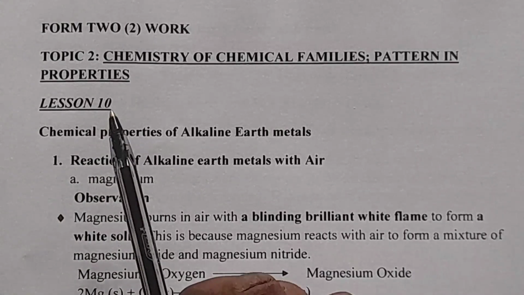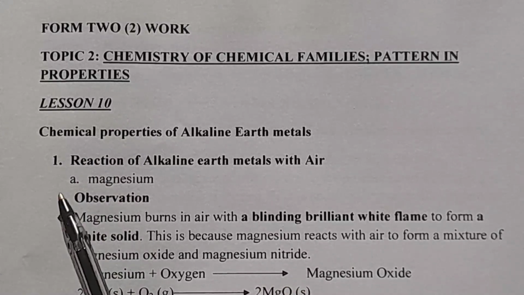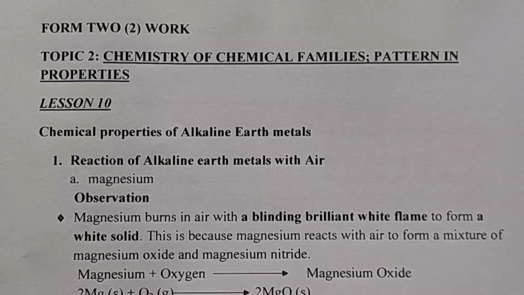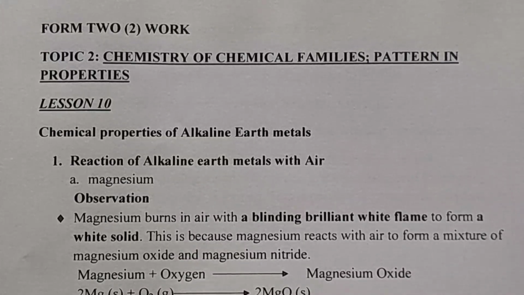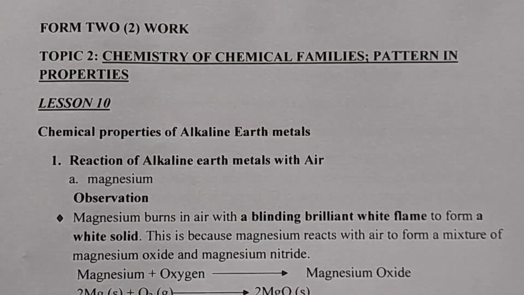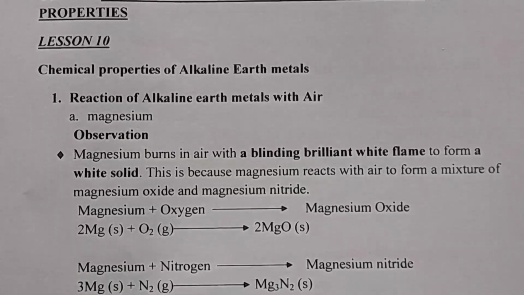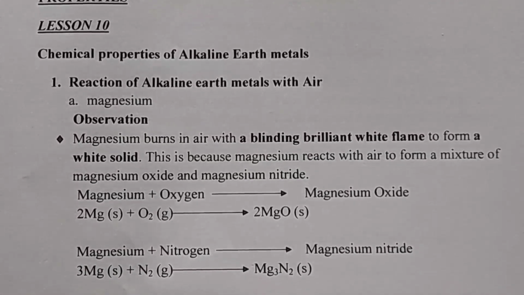So today, Lesson 10, we are going to deal with chemical properties of alkaline earth metals. The first one is the reaction of alkaline earth metals with air. The members of the alkaline earth metals that we are going to take are two: magnesium and calcium. We start by seeing the observation that will be made when magnesium burns in air.